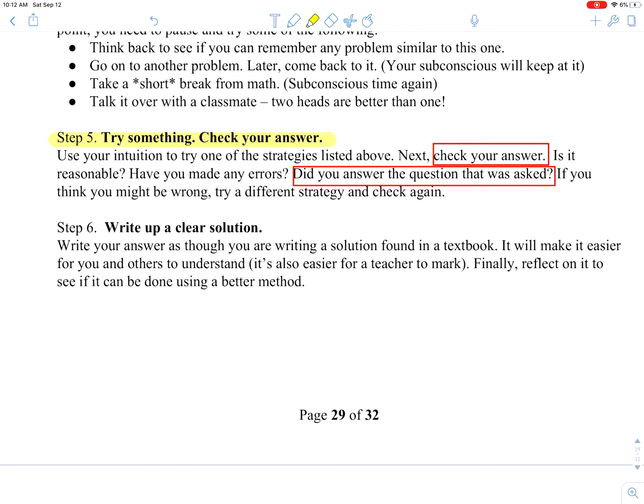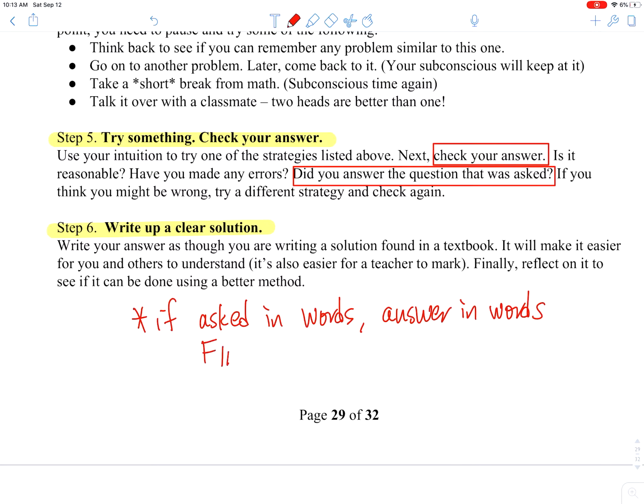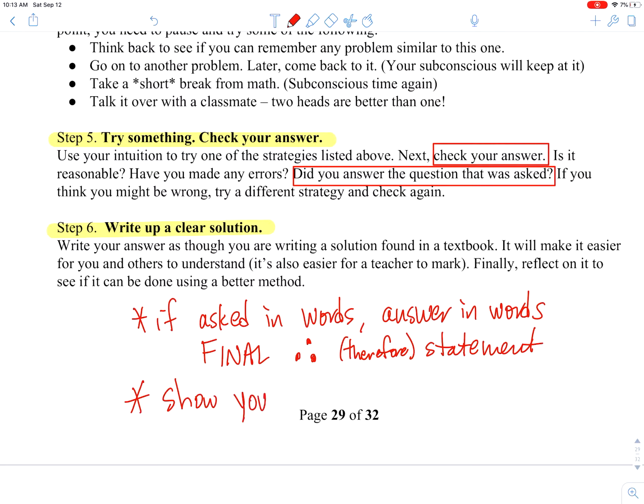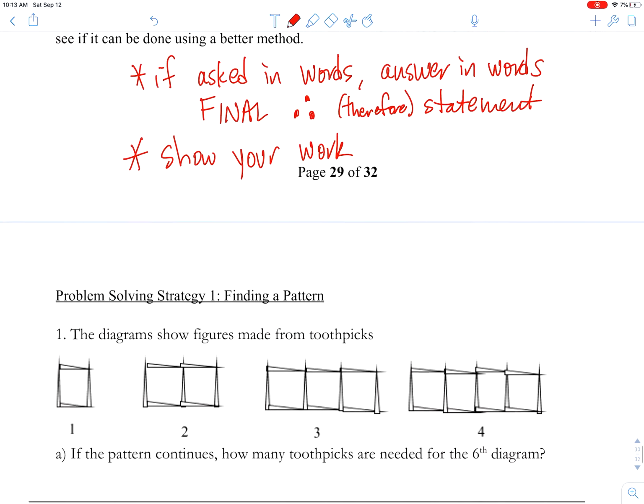And that's going to tie into this last part, writing up a clear solution. So if asked in words, answer in words. That can be your final therefore statement. So your final therefore. Therefore is those 3 dots, remember? Therefore statement. And you also have to show your work. And lots of ways to do it. It could be a table, it could be some algebra, lots of different ways.